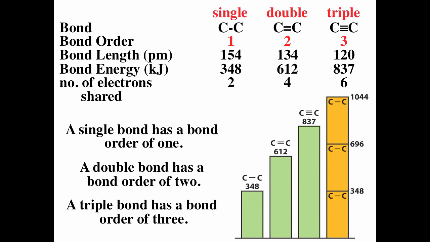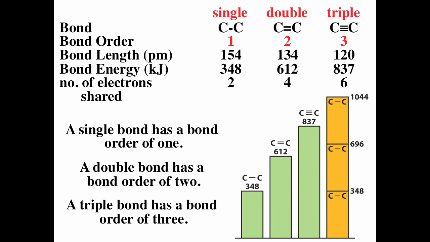Now, you should notice that a triple bond is not 3 times as strong as a single bond. The triple bond is 837 kilojoules per mole. If you had 3 single bonds, that's 1,044. And so a triple bond does not have the energy of 3 times a single bond. It's going to be a little bit less, and later we'll see why that is. A double bond is not twice as strong as a single bond. Again, it's because the double bond is a little bit different than 2 single bonds.